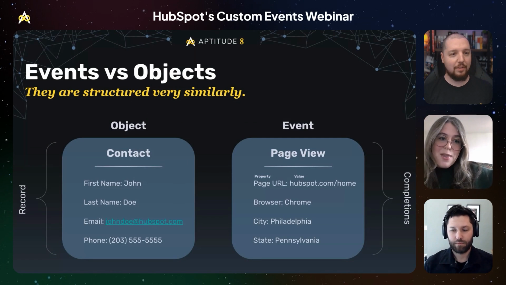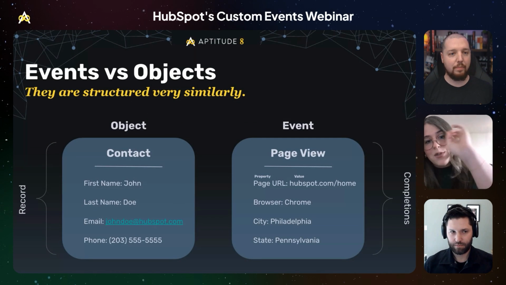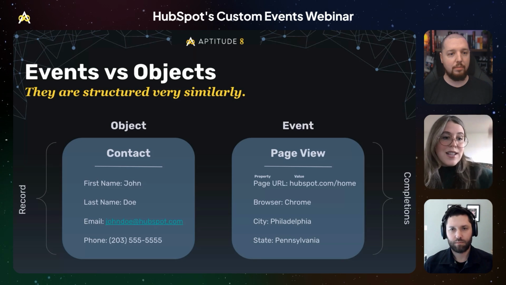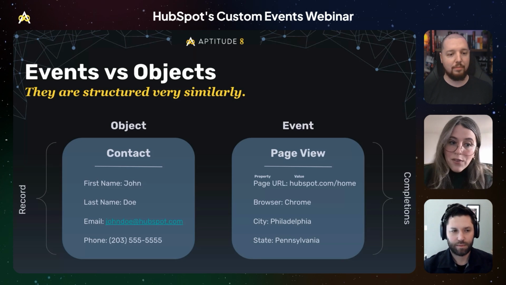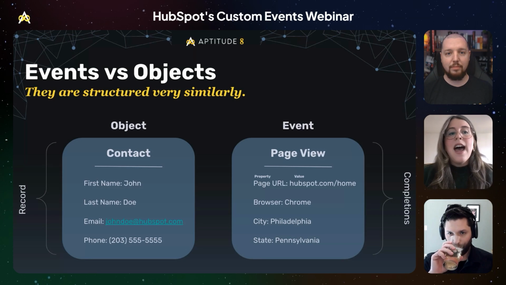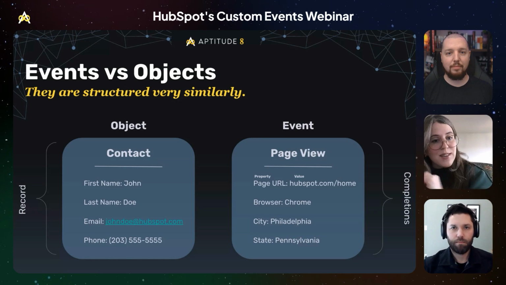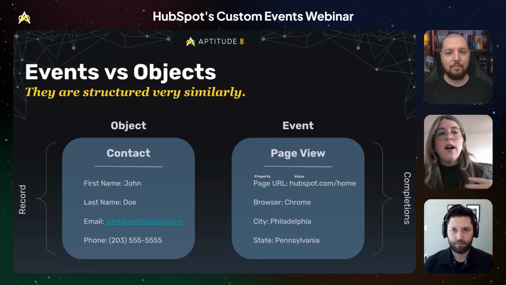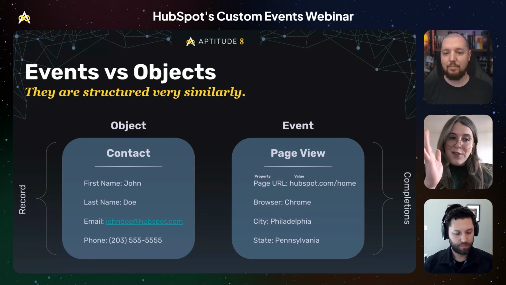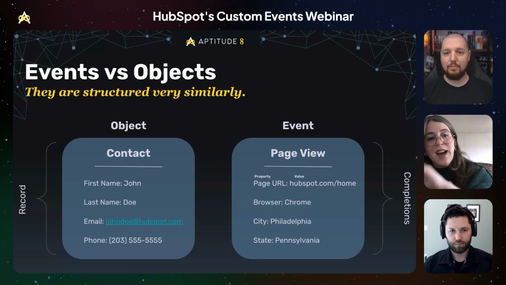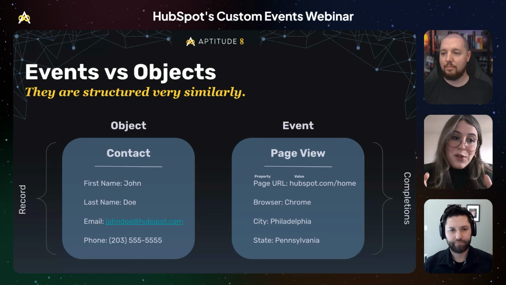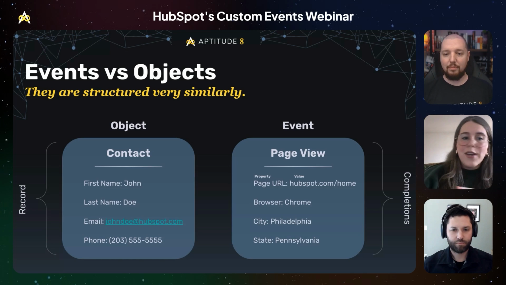The name on the top of that form, that's going to be the name of the object or the event. All of the various fields that they're asking you to fill out, those are properties. And what you put in those fields are called values. For objects, a fully filled out sheet of paper, that's a record. For events, that filled out sheet of paper, we call that a completion in HubSpot. So they're structured really, really similarly. So why are they 2 different things?